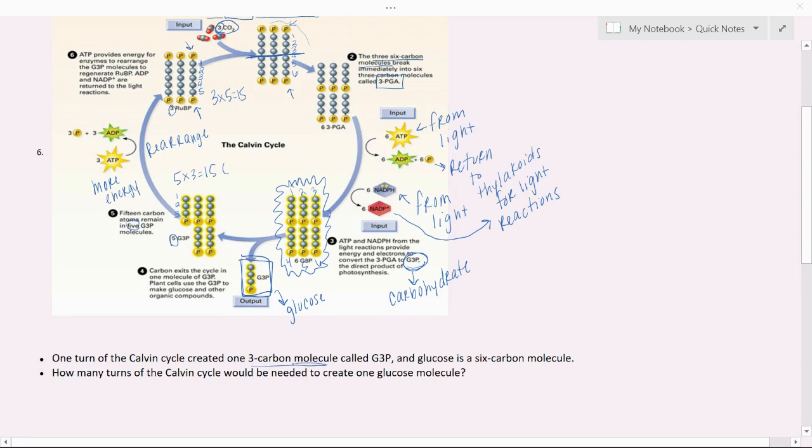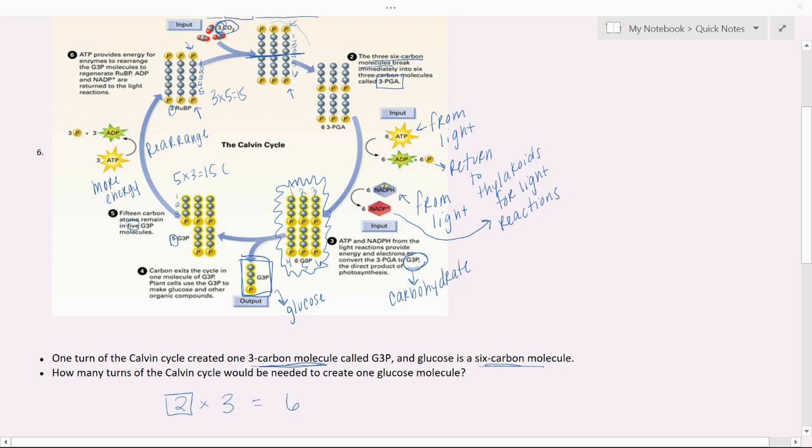So if we look under here, it says that in 1 turn of this Calvin cycle, we got to store 1 3-carbon molecule called G3P. If glucose is a 6-carbon molecule, how many turns would it take in order to build a glucose molecule? So if we have 3 and we want to make 6, how many times do we have to do this? And the answer would be 2 turns of the Calvin cycle from three of our carbon dioxides.